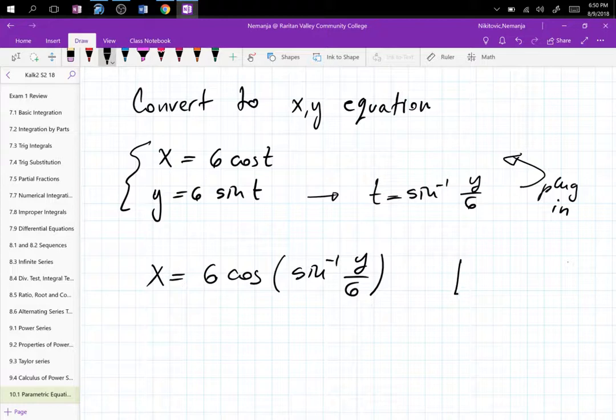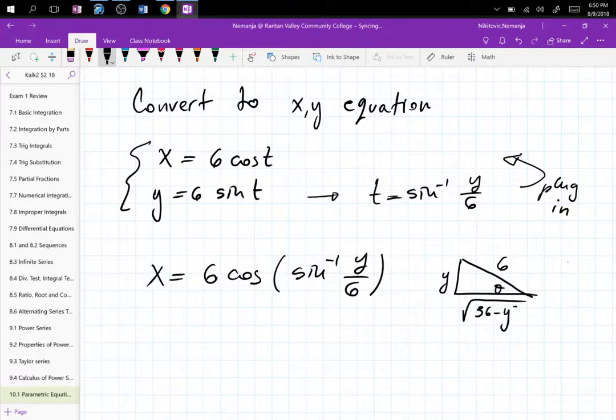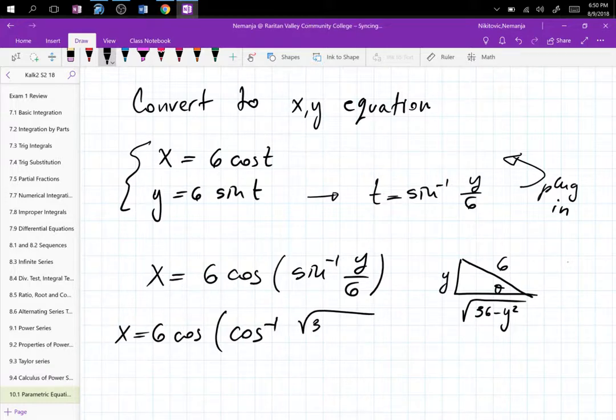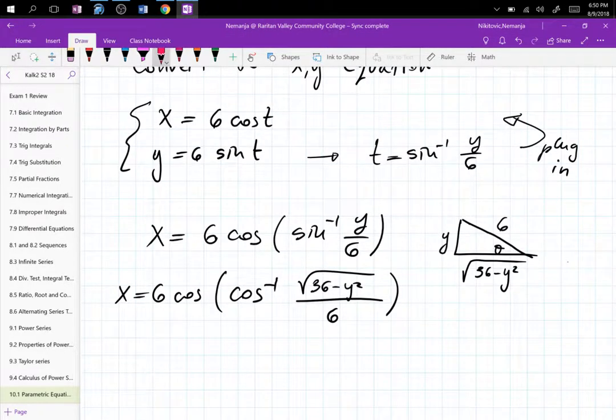So the way we solve this is we draw a triangle on the side. Say that's angle theta there. Sine is opposite over hypotenuse, so this is y and this is 6, making the adjacent side the square root of 36 minus y squared, using the Pythagorean theorem. So now you get to rewrite this: 6 cosine, and instead of sine inverse, you are doing cosine of the angle, but cosine is adjacent, which is the square root of 36 minus y squared, divided by the hypotenuse, which is 6. And now the cosines die.